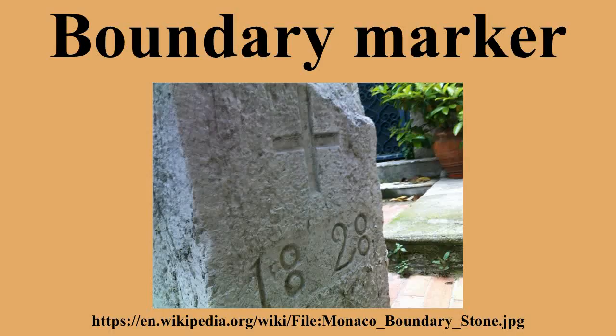More recently, the border between Russia and China was formally demarcated with boundary stones as the result of the Treaty of Kyakhta in 1727. In the 19th century, stones were used to outline the limits of the international settlement in Shanghai.